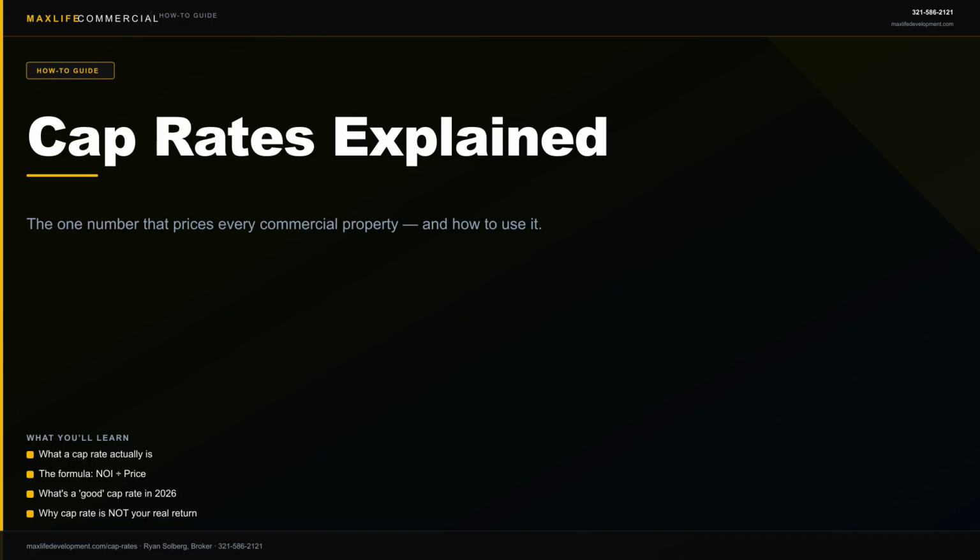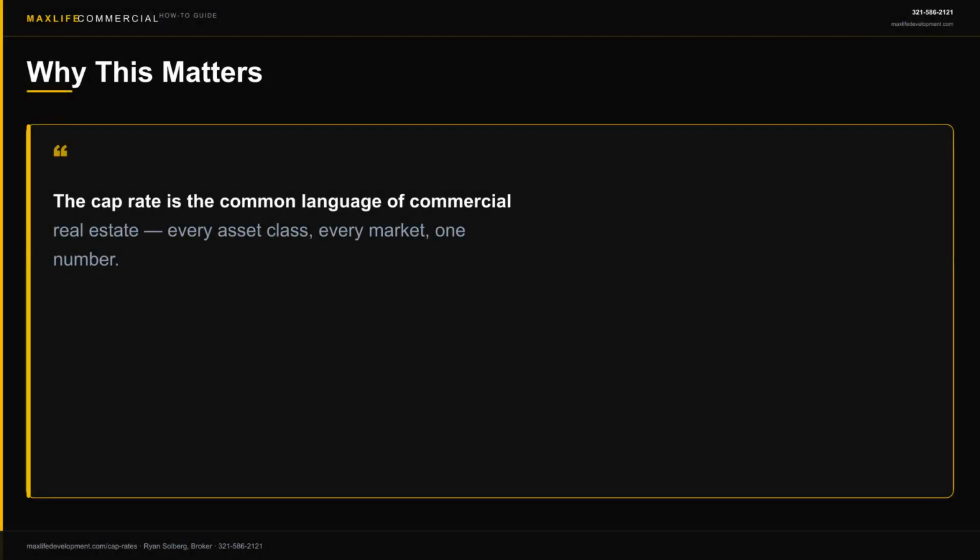Whether you are buying a single drive-through or a 400-unit apartment community, the cap rate is how the deal gets priced. It is the common language of the entire industry. Brokers quote it, lenders watch it, appraisers live by it. Get comfortable with it, and you can compare a warehouse in Orlando to a medical office in Tampa on the exact same scale. Misread it, and you will overpay, or walk away from a great deal because you did not understand what the number was telling you. So let's break it down piece by piece.